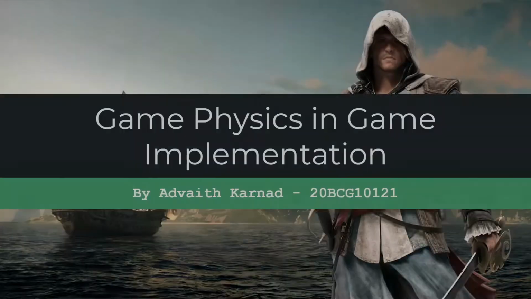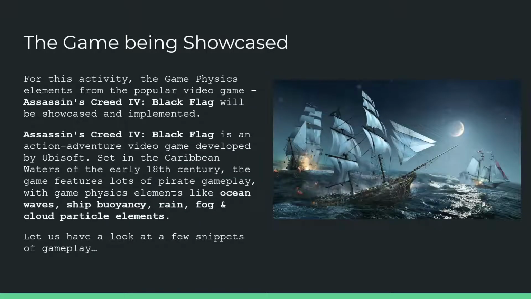I'm going to talk about game physics in a video game and how it can be implemented. The game being showcased for this activity is a very popular video game known as Assassin's Creed 4 Black Flag. It was developed by Ubisoft and is set in the Caribbean waters of the early 18th century. The game features lots of pirate gameplay with game physics elements like ocean waves, ship buoyancy, rain, fog, and cloud particle elements. Let us have a look at a few snippets of gameplay from YouTube.